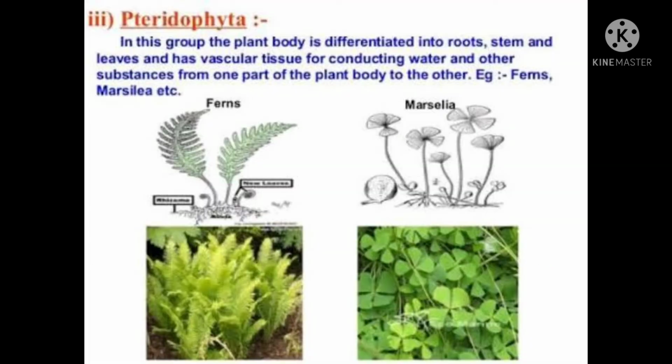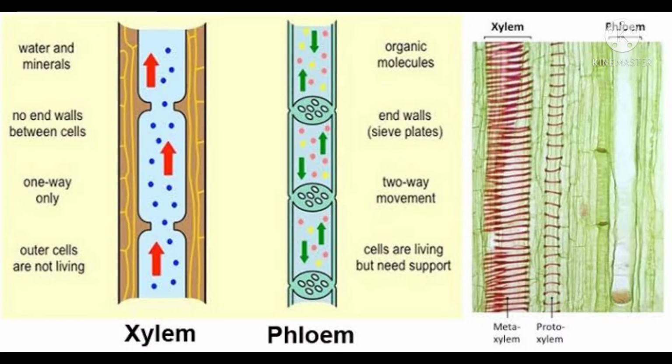The division Pteridophyta. In this, the plant body is differentiated into root, stem and leaves and has specialized conducting tissues for both water and food. The water conducting tissues are known as xylem and food conducting tissues are known as phloem.